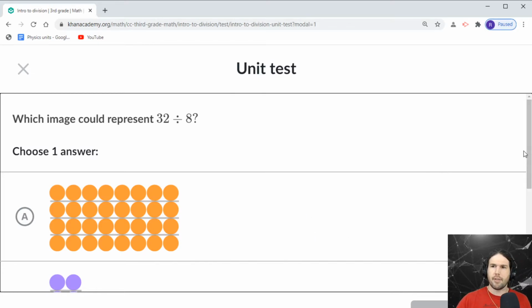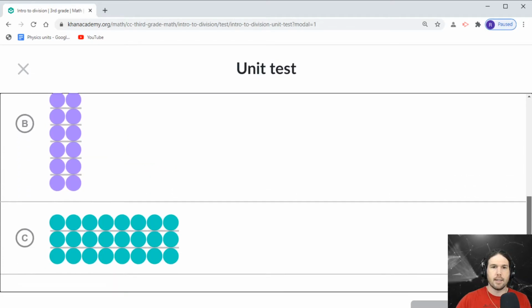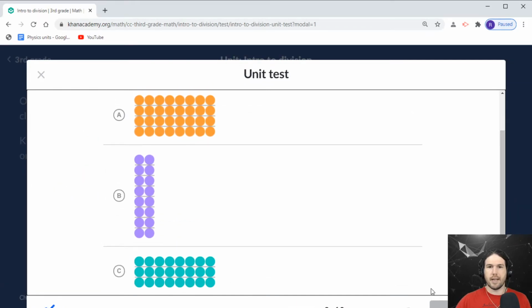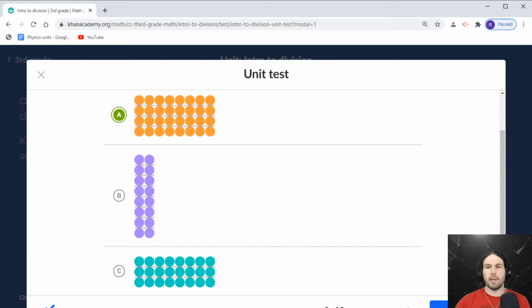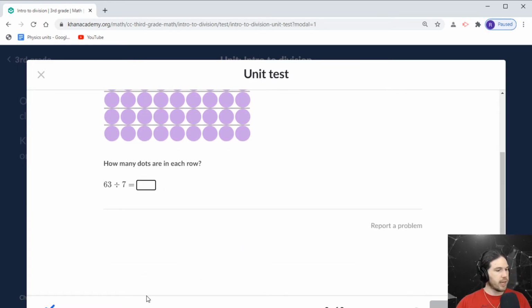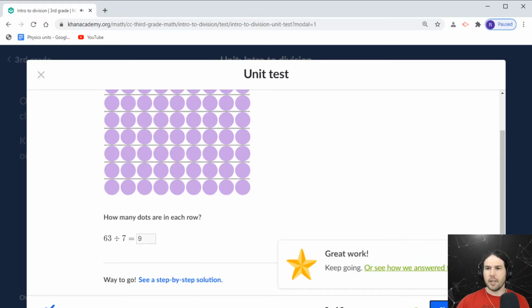Which image could represent 32 divided by 8? The only one it could possibly be is A. Last problem, we can find 63 divided by 7 by dividing 63 dots into 7 rows. How many dots in each row? Well, either by counting or by division, you get 9. That's the unit test.